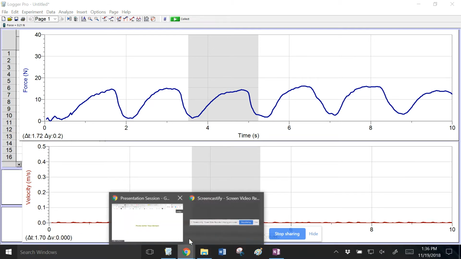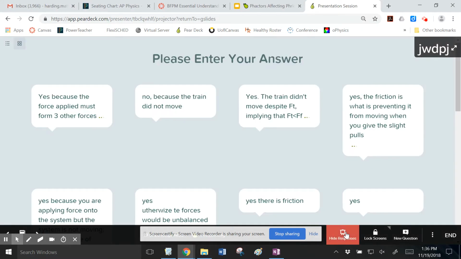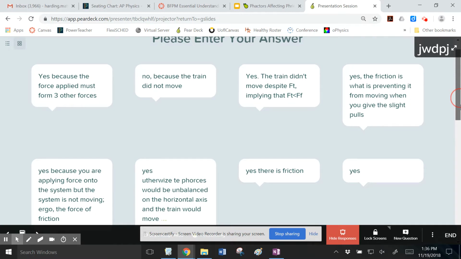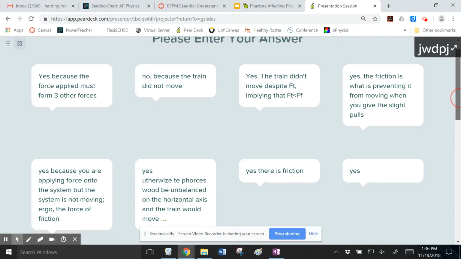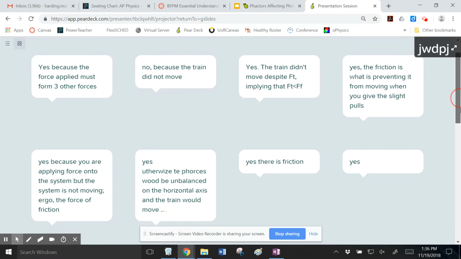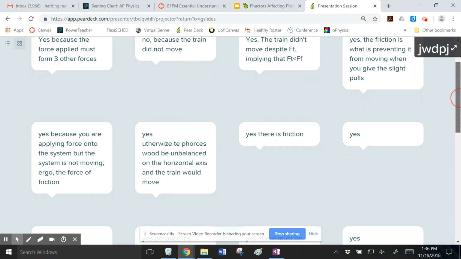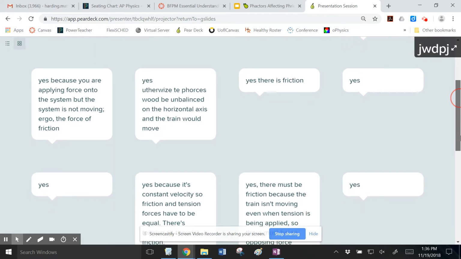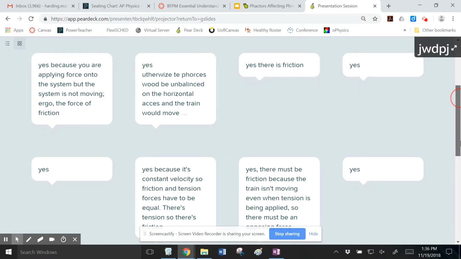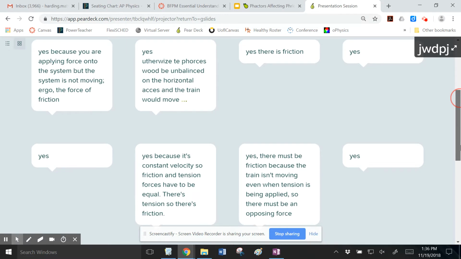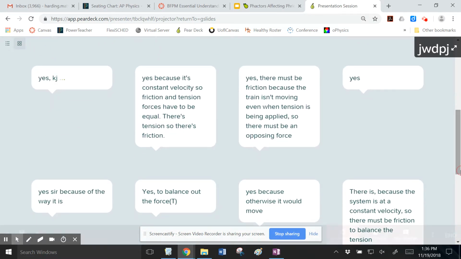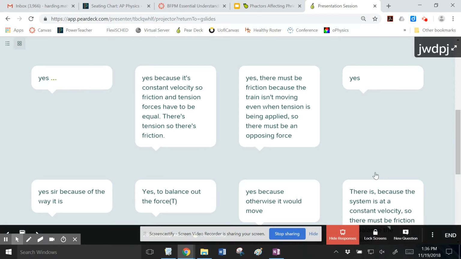Yeah, let's see what our friends are saying over here on the Pear Deck. Yes, because a force applied must form three other forces. No, because the train did not move. Yes, the train didn't move despite tension, implying that tension is less than friction. Friction is what's preventing it from moving. Yes, because you were applying force on the system, but the system is not moving, ergo the force of friction. Otherwise, the forces would be unbalanced. On the horizontal axis, the train would move. So it kind of comes down to that.